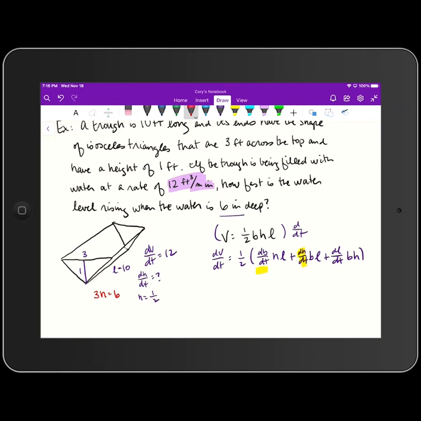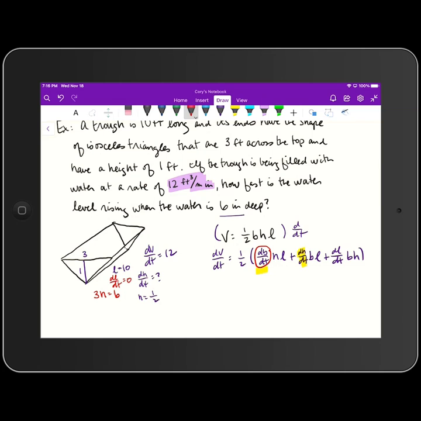And we would also need to know what dl/dt is. Well, we're not explicitly told what dl/dt is, but we can infer it, because if we're filling that trough with water, the length is not going to change. That length is going to be the same as that trough fills up. So that means that dl/dt is going to be equal to 0. The one problematic thing we have here is we do not know what db/dt is.